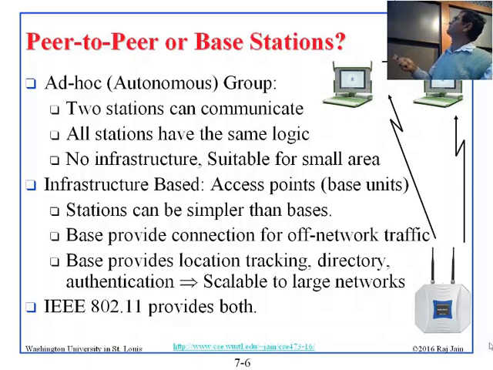Stations can be very simple. The base station provides for everything, including the connection to the outside, and it provides location tracking, directory, authentication, etc. And it turns out that Wi-Fi, which is called 802.11, provides both modes, ad hoc and infrastructure. So we really don't save any cost. Every computer comes with both modes. Every computer has ad hoc capability and the base station capability.